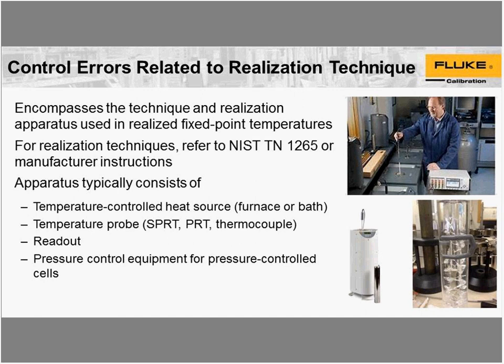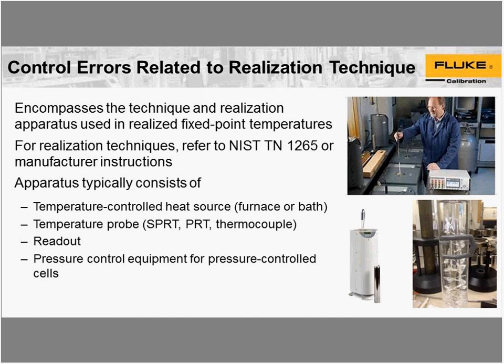The next category of sources of error for fixed point cells is realization technique. This involves the melt and freeze or maintenance technique, how the apparatus is used. For a good source on how to realize fixed point temperatures, we would like to refer folks to the NIST Special Publication 1265, or you can also go to the manufacturer's instructions, as 1265 doesn't have a lot of detail, it just shows generally the methods for realizing different fixed points.